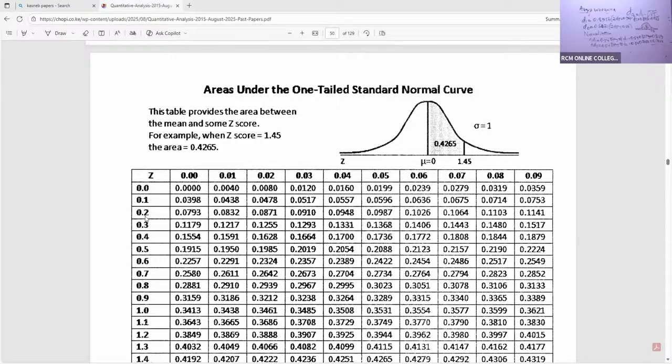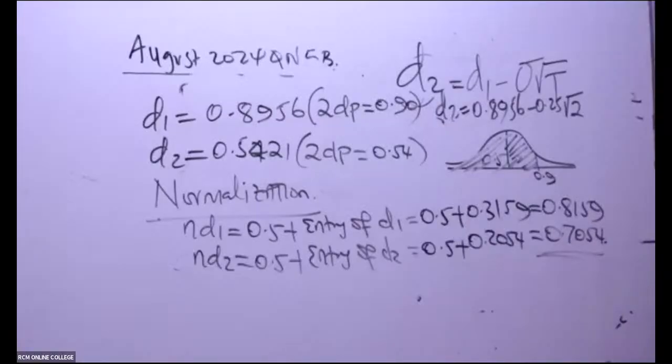So you can see this is a partially shaded table here. For example, it is 0.90 here. You see this Z is always one decimal. If you want the second decimal, you read from here. So 0.90, this one here, 0.3159. If you want 0.54, 0.54 is here, 2054. You come to 0.5, the second digit is the fourth one here. So 0.2054, like that.